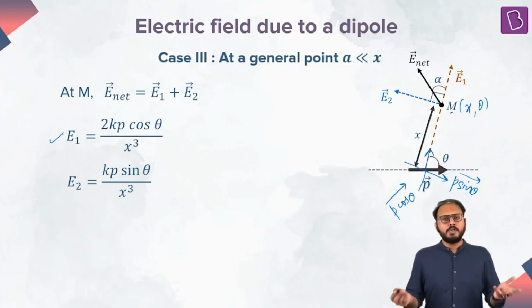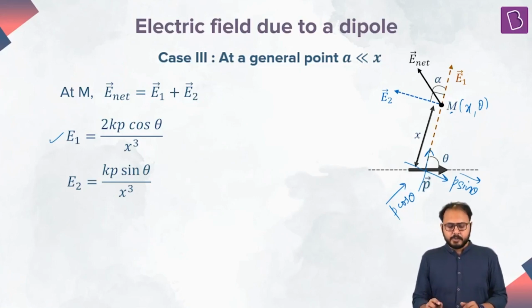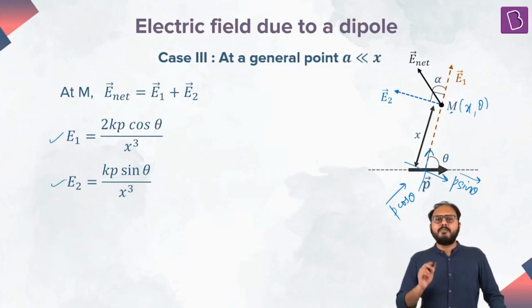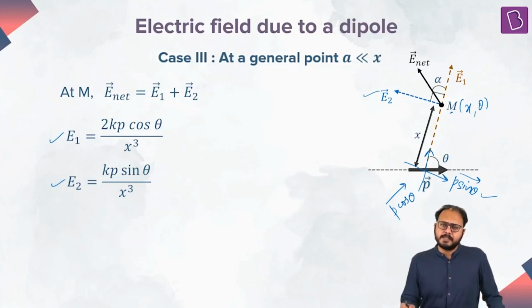How about I find E1, which is due to the axial effect of P cos theta. What's the formula, guys? 2kp by r cube or x cube, but it's not P, it's P cos theta. So there you go, 2kp cos theta by r cube. For the equator, clearly, there is no minus sign in this. Why? Because I have already catered to the minusness of the formula. All the minus sign was suggesting was that the direction of the field and the dipole moment are opposite. There you go. P sin theta is pointing downwards and E2 is pointing upwards. Agreed? So I have two perpendicular components E1 and E2.